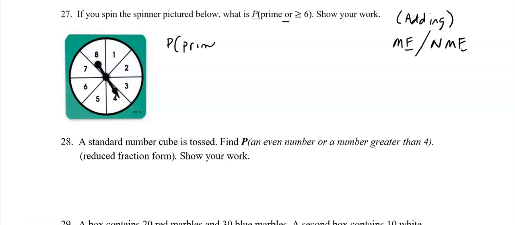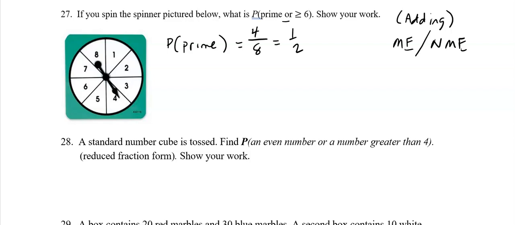Probability of prime on this spinner. Well, the prime numbers are 2, 3, 5, and 7. So there's 4 prime numbers out of a total of 8. So we've got a 1 in 2 likelihood of landing on a prime number.